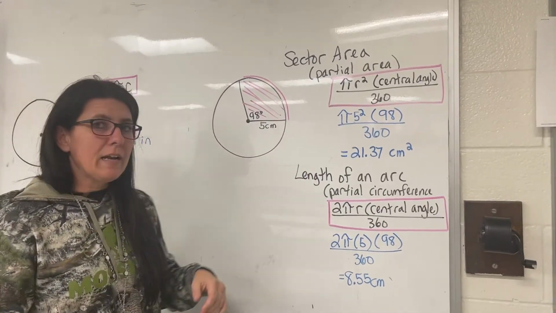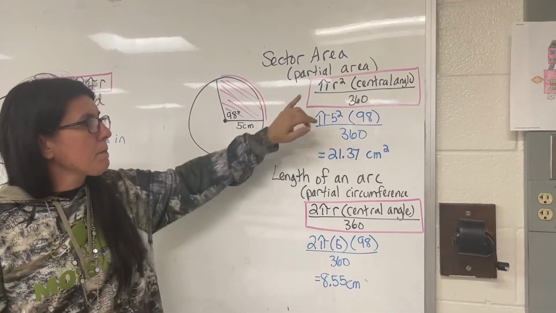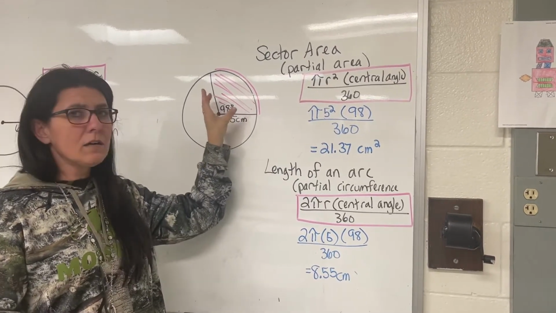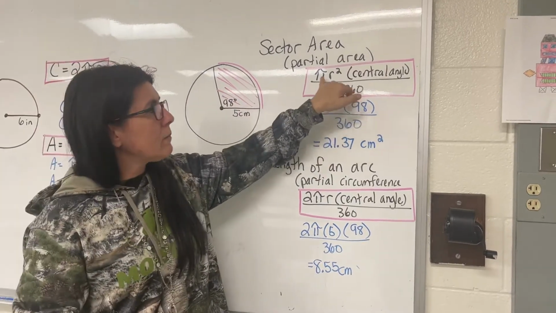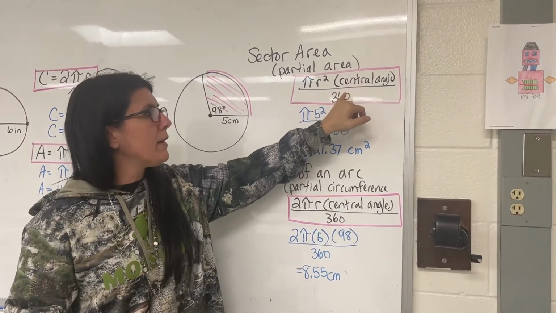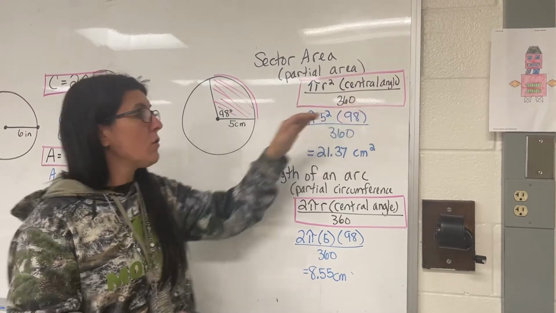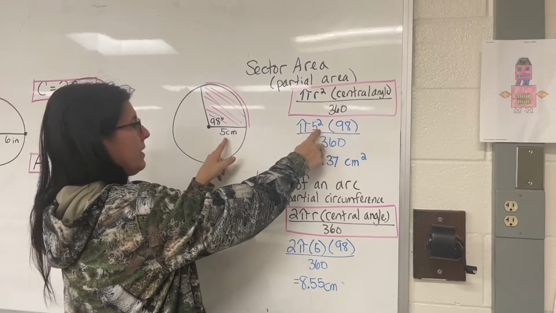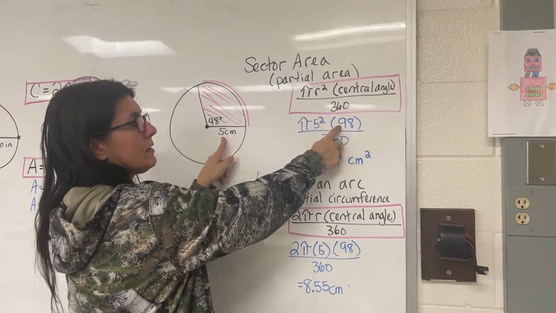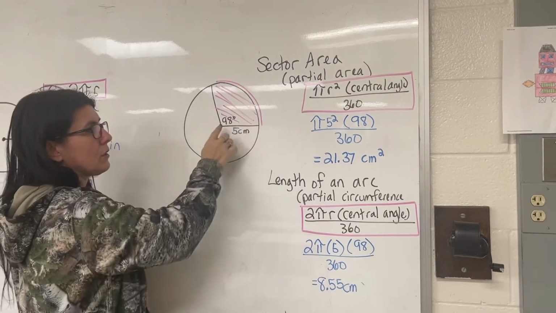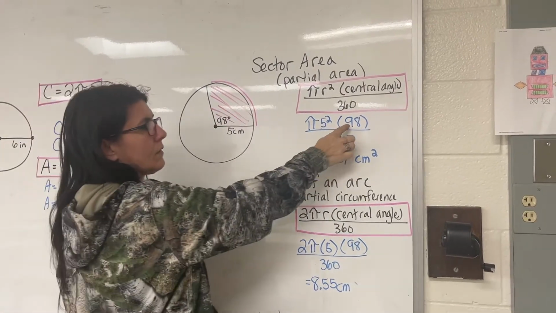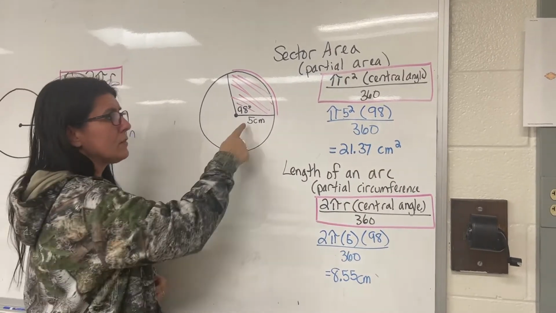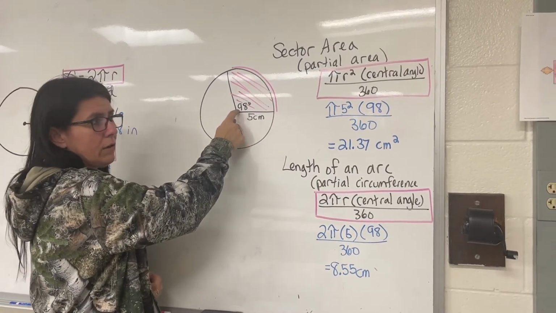So the formula for that is very similar to what I talked about a minute ago. Area formula is pi r squared. To find this part of that entire area, we're going to take pi r squared times the central angle and divide by 360. So in this particular problem, I did pi times the radius, which is 5 squared. The central angle for this sector is 98. Divide by 360.